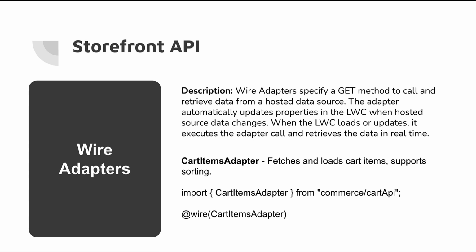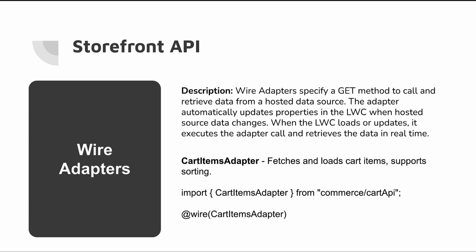All right, so next up here we have our Storefront API wire adapters. So wire adapters are a little bit different. They are specifically about getting information from Salesforce and from the store. So in a couple of cases, you could be doing like the cart items adapter that I have mentioned below. You could also be doing this in checkout, so the checkout adapter. But basically, we are trying to get the information from the store. And because this is a wire, anytime that we're loading the page for the first time or any updates happen to that adapter, we're going to get the latest information.